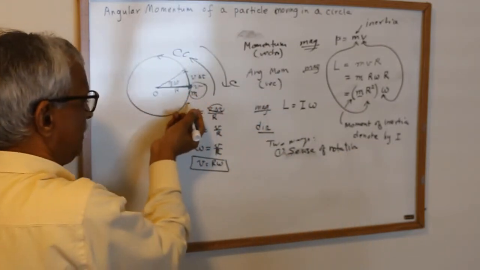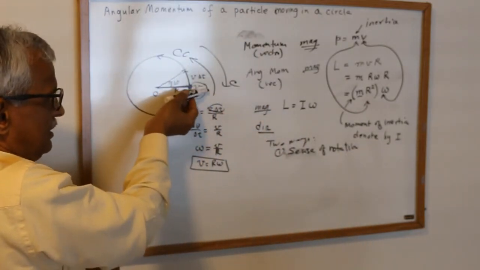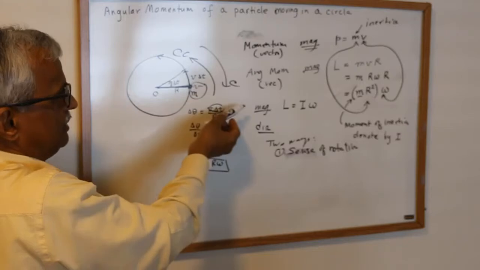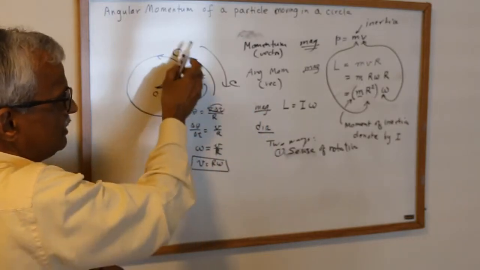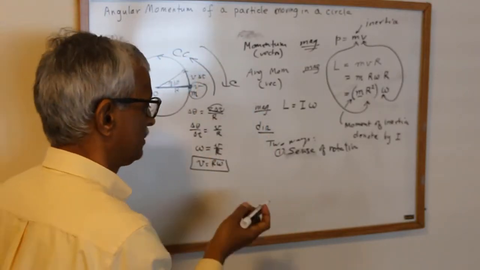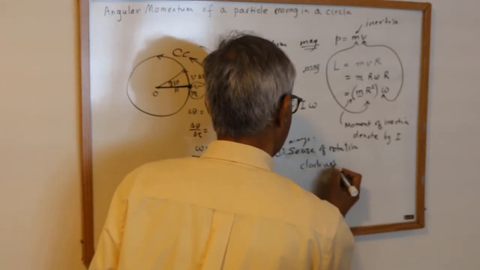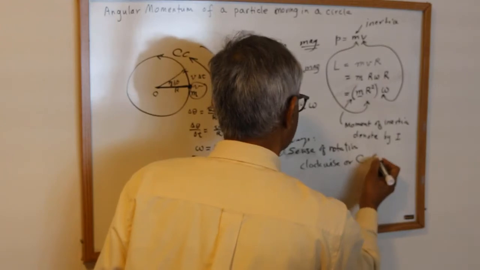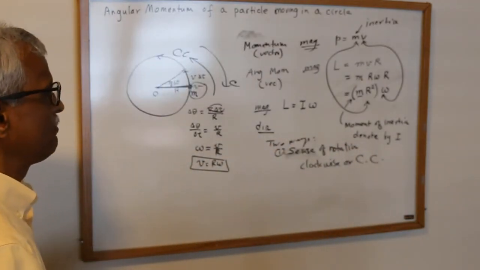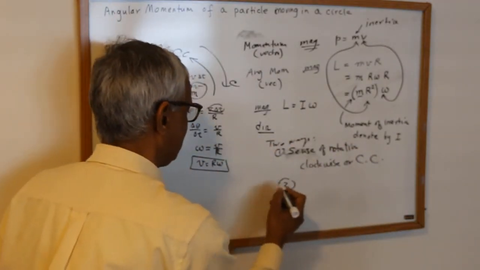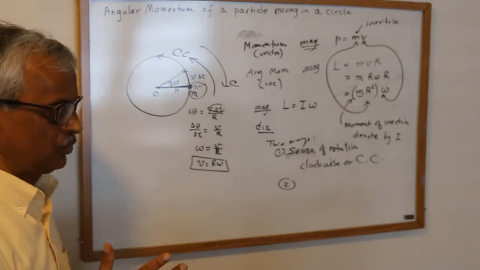So if it is going this way, I'll call it angular momentum is counterclockwise. Going that way, I'm going to call it angular momentum is clockwise. So this will be clockwise or counterclockwise. Okay. Another way to tell the direction is to use a right-hand rule.